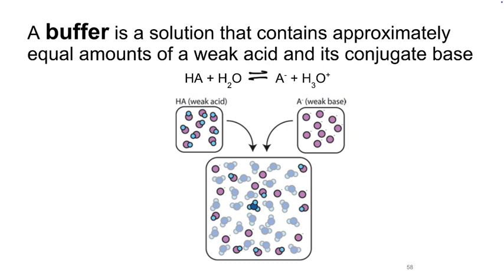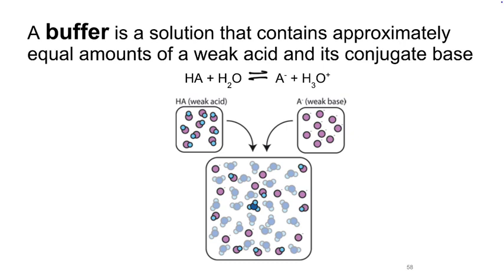It prevents large pH swings. So if we just had water and added acid to it, what happens to our pH? What happens to the pH if you add acid to water? It decreases, and it decreases very, very rapidly.